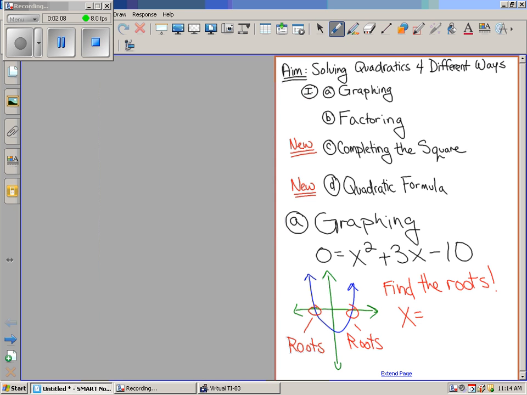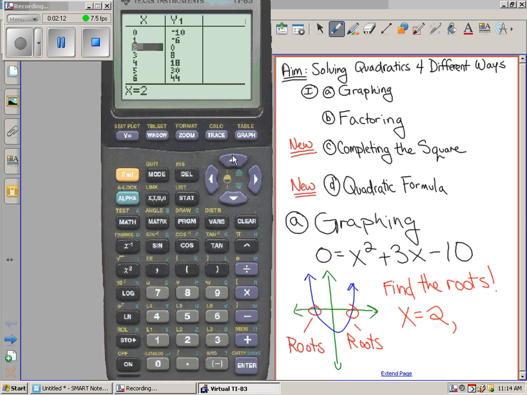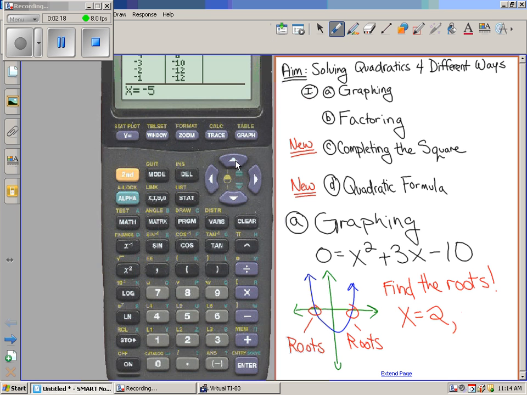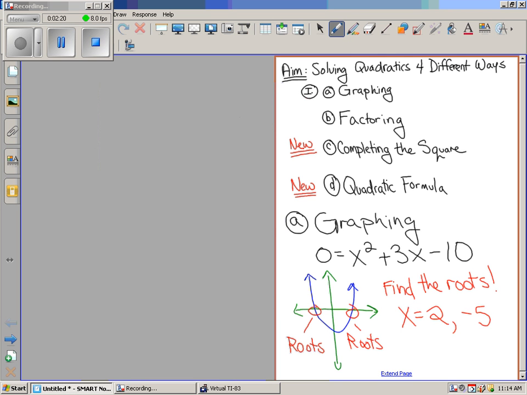It's that easy. Love this way of solving stuff. Love it when it works. Let's go find the other one. Look at that: 2, -5. Love that, piece of cake, and we're done.